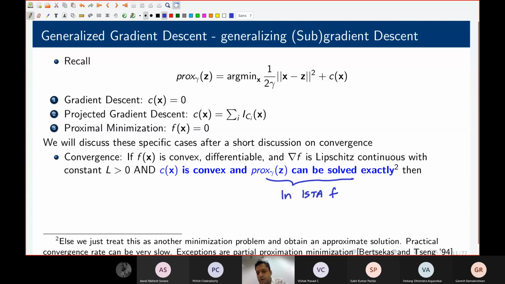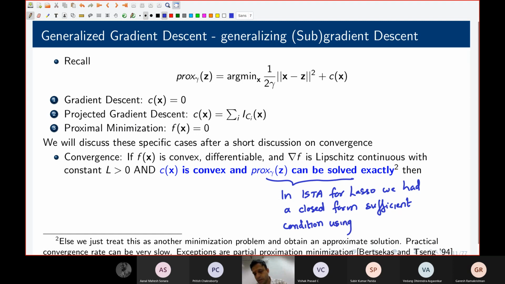In ISTA for lasso, we had a closed form sufficient condition. Not for the entire solution, but for the prox. Right? It was in terms of soft thresholding. So we had it in terms of the soft thresholding operator. What was that? S, whatever, lambda, gamma, lambda of Z. So if you have that, in ISTA this qualifies. C being convex is okay, right?